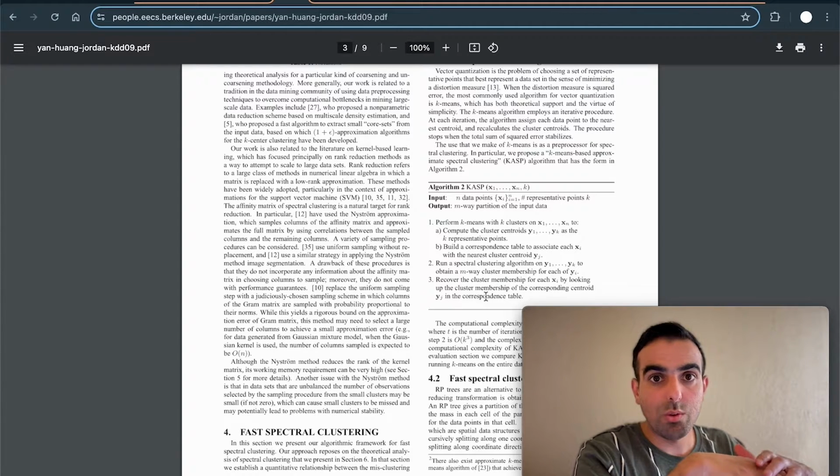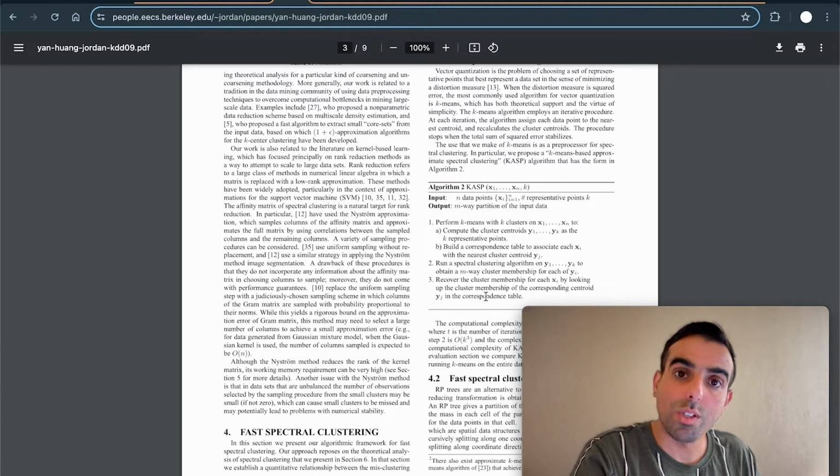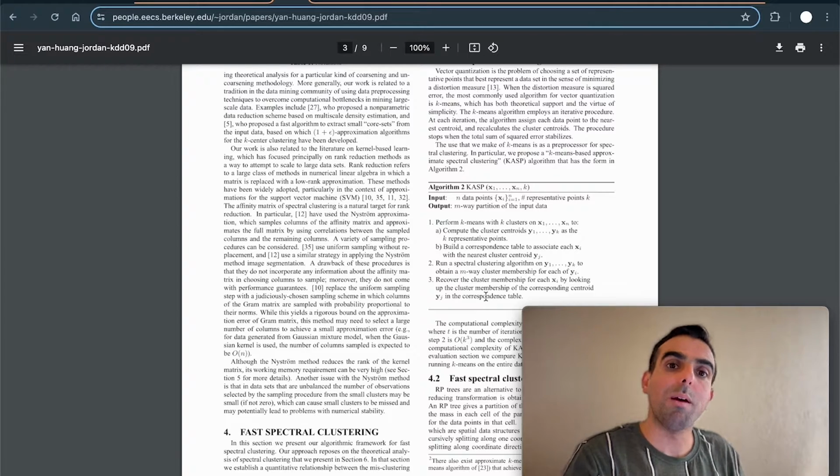So first you just approximate the points in the dataset using k centroids. Then you perform spectral clustering on these centroids. Then you just propagate back the cluster membership from the centroids to the points in the dataset.